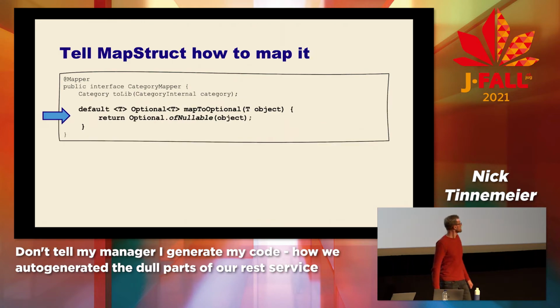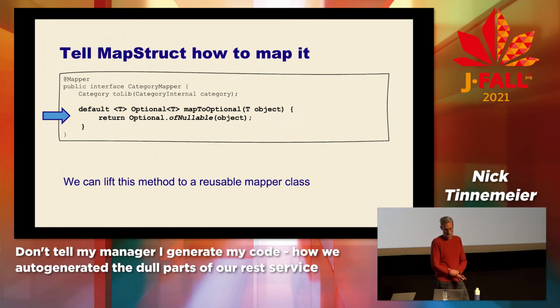And the thing is, we just have to tell MapStruct how to map it. So we need to help it by defining a method that defines, in this case, how we can map an arbitrary object, which can be null, and wrap it into an optional field, and then it works. And actually, we can lift this method to a reusable mapper class, so you only have to write this once, so you don't have to write this for all the classes.